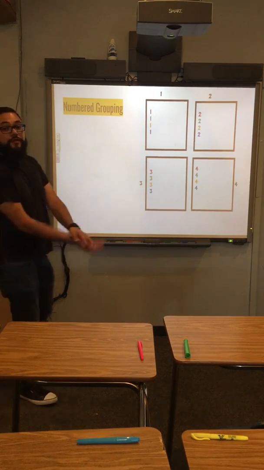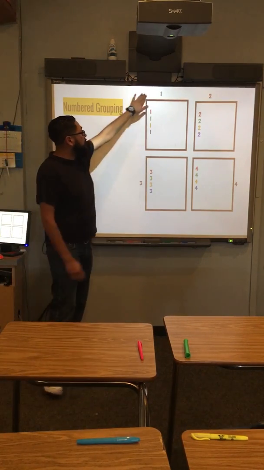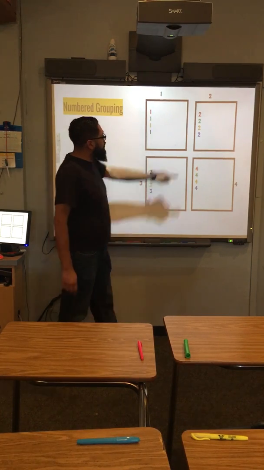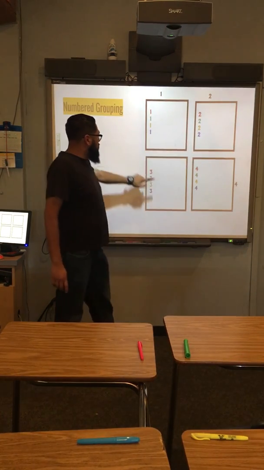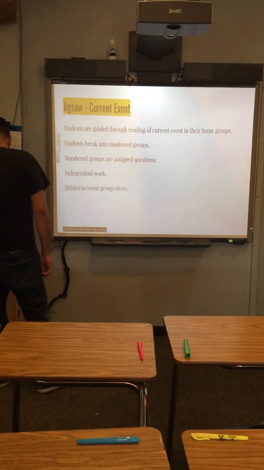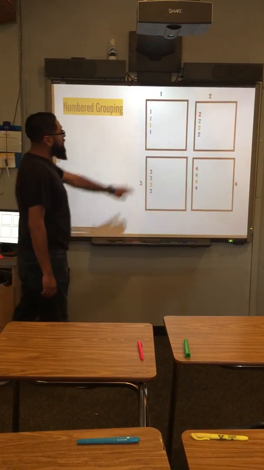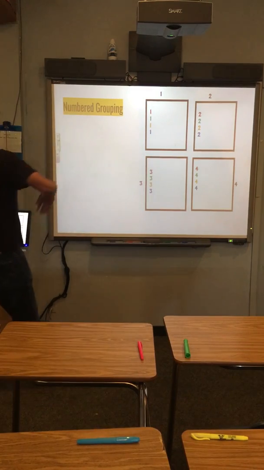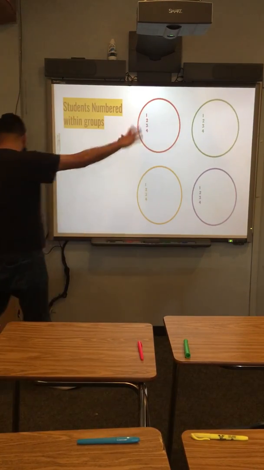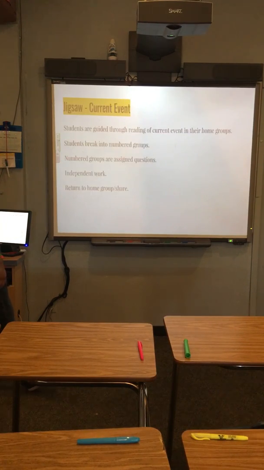When the students get into their numbered grouping, you can see that in group 1, there's 1 individual from every colored group. Group 2s, group 3s, and group 4s. This makes it so that when they return back to their home groups, they're able to share all of that information that they got separately from each numbered group.